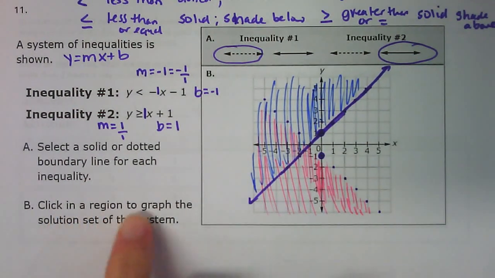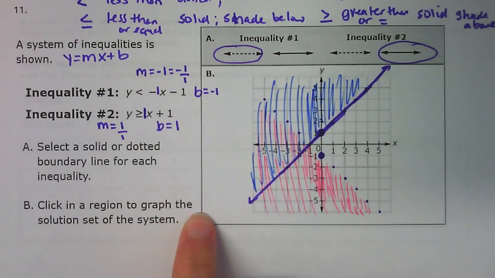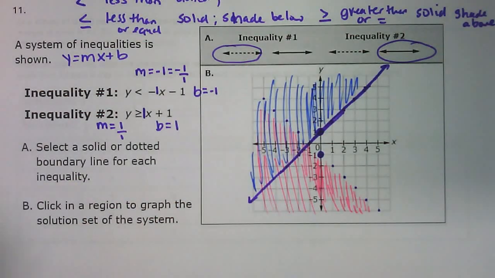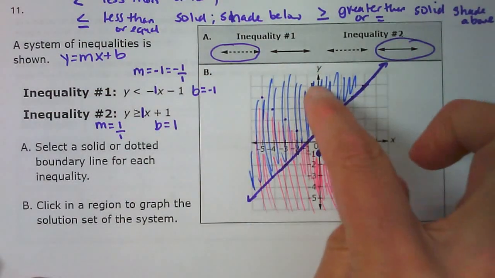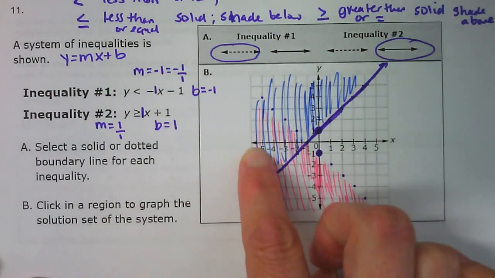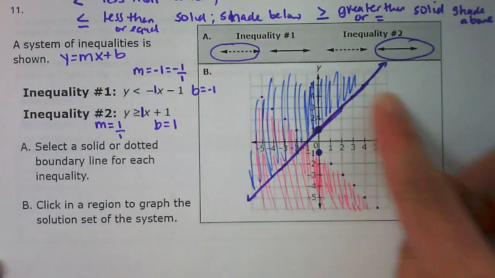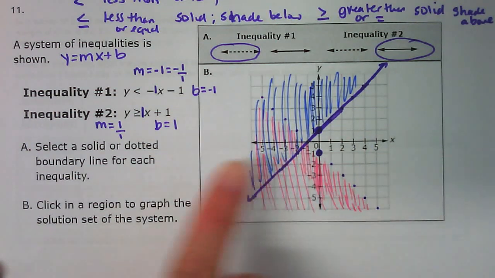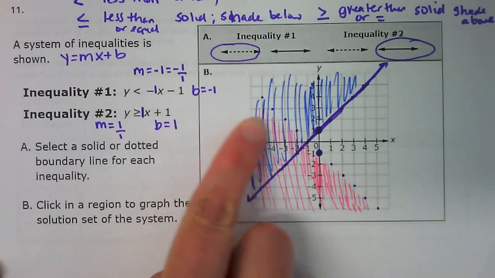B says click in a region to graph the solution set of the system. So what does click in a region mean? When you made these two lines cross, it created 4 regions. I have one region that's just blue. I have one region that has no shading. I have one region that's pink. And I have one region that has all the colors, pink and blue.